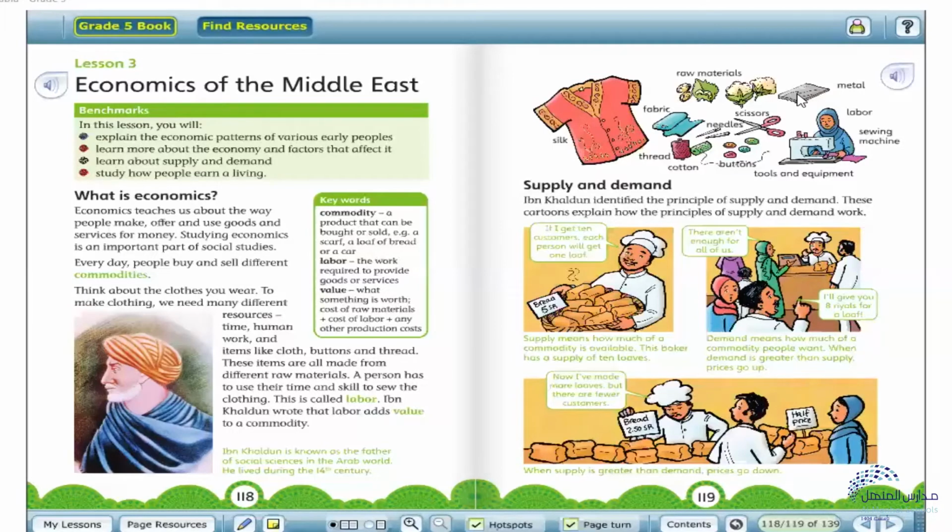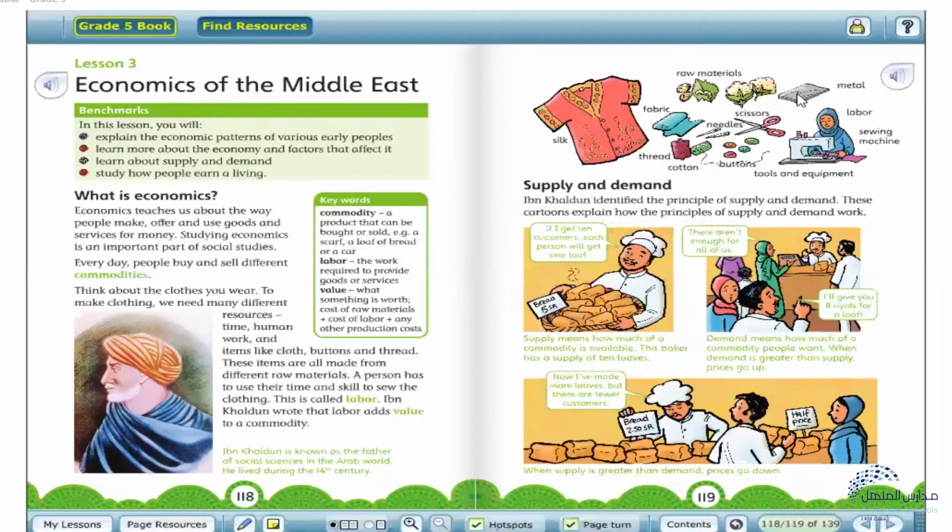You see now, in other words, the first picture is supplying bread. 10 loaves, one person will get a loaf because there are 10 people. The other picture next to it says that there is not enough for all of us. It means a demand now. They need more bread because there are more people, but there's not even enough bread. And the other person says, I'll give you 8 riyal instead of 5 riyal because he wants the bread. He's offering more money. It's a demand.